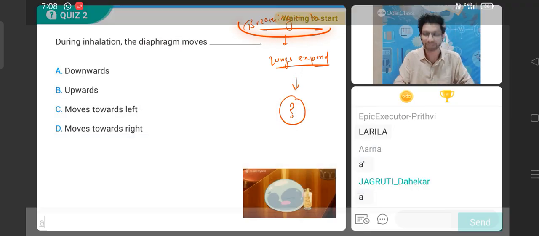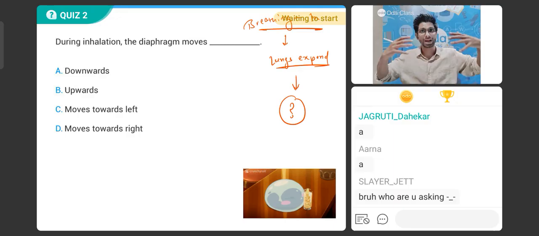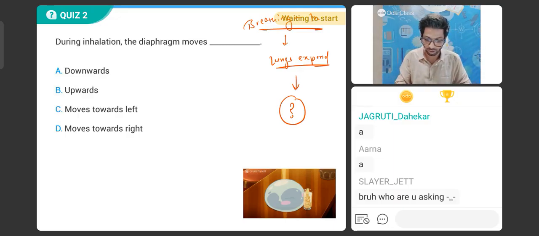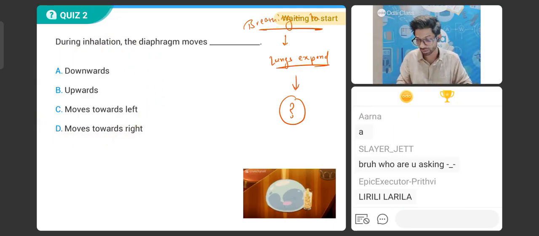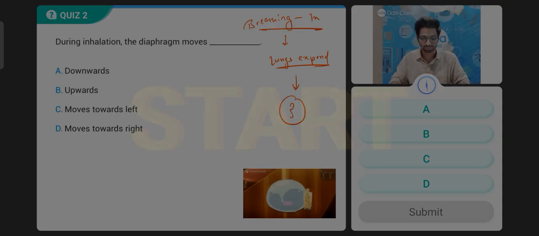Okay, when you breathe in, then your lungs will expand. Then what will happen to the diaphragm? Okay, so read all the options very carefully, and now go on, submit your answer.